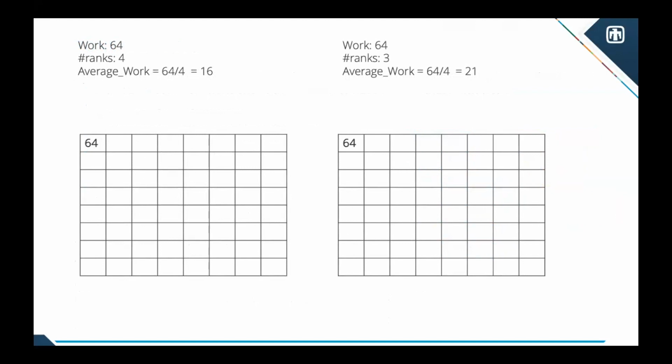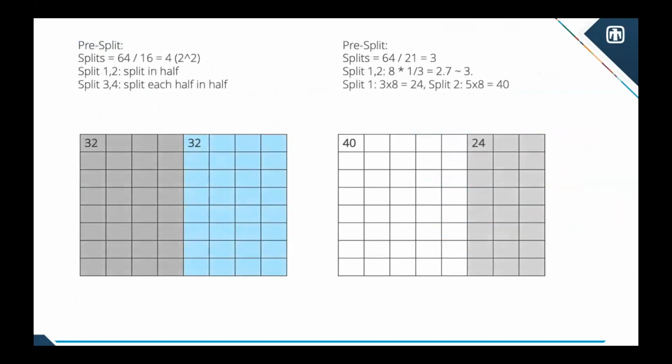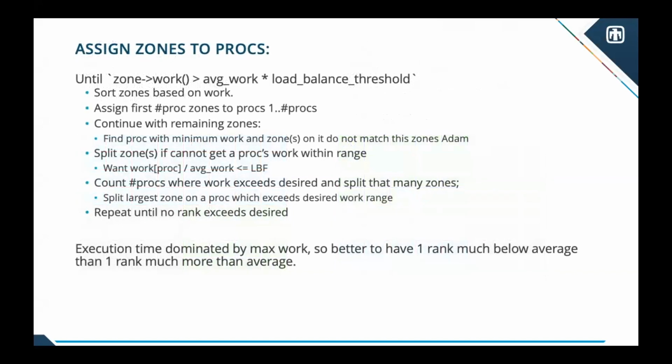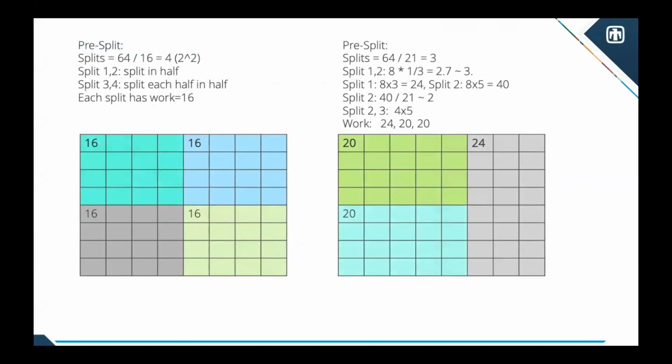We're trying to get 16 average work on the left side there because we're splitting over 4 ranks, or we're splitting that same zone over, it should be 64 divided by 3 on the right side. So on the left side, we just split it in half and half. On the right side, we split off that one part again. And now we have to know, so that's our distribution there. That's what it looks like.